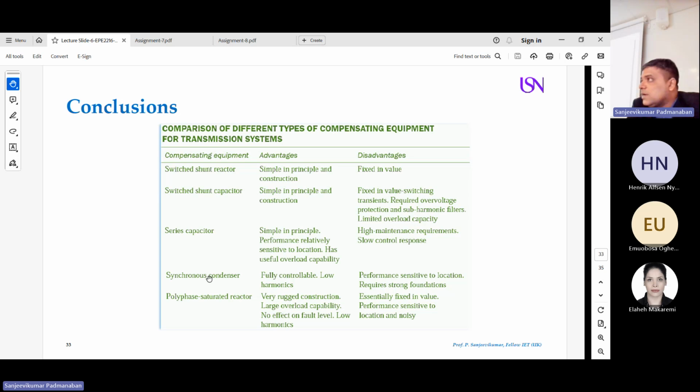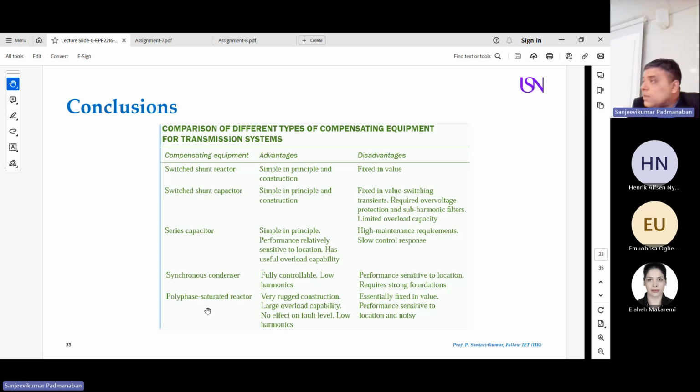Then we have seen the synchronous condenser. It can be fully controlled for low harmonics. That's the advantage. But the sensitive issue is where to find the location, and a very strong foundation in the basics is required. Complete detail is required to use a synchronous condenser.